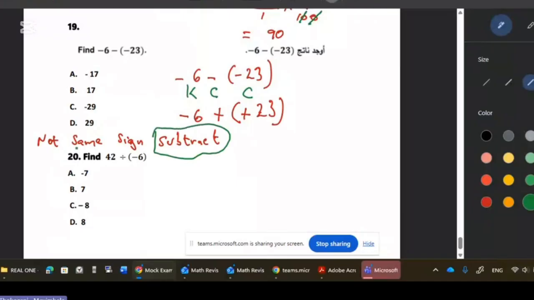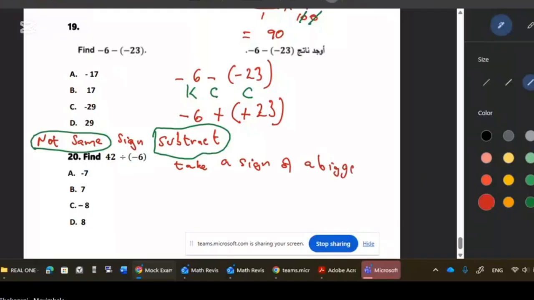We're going to subtract. If it's not the same sign, we subtract. Then we are going to take the sign of the bigger number.